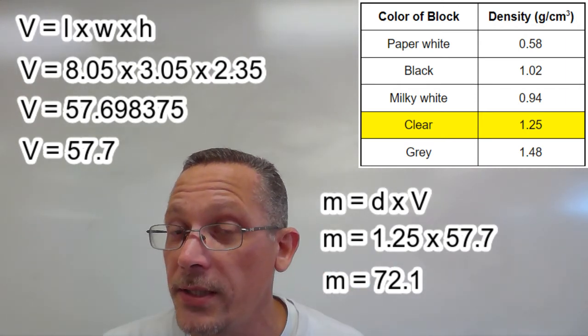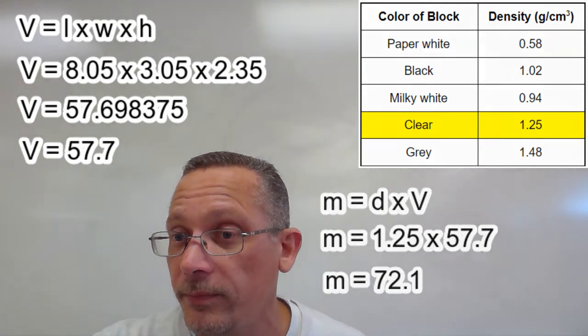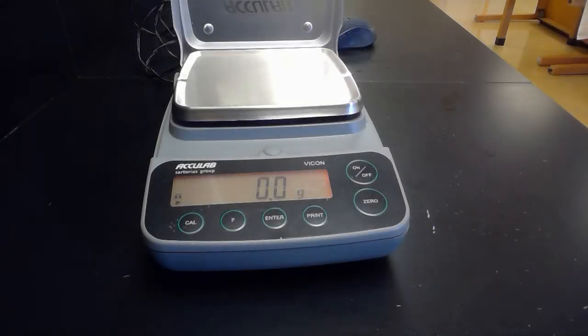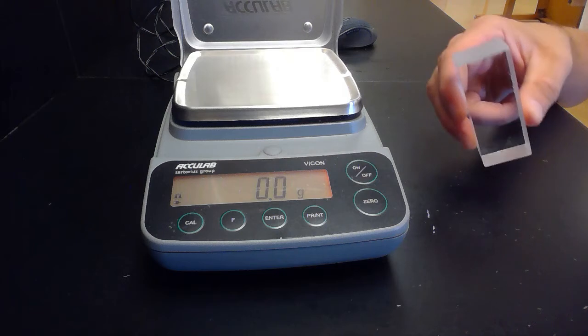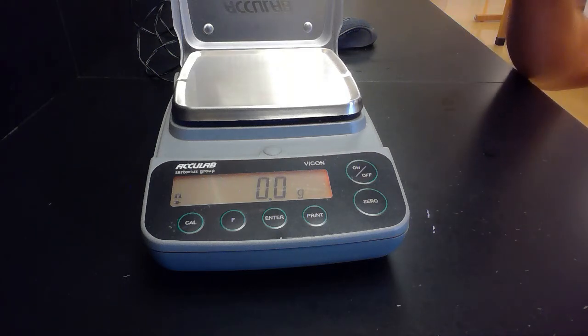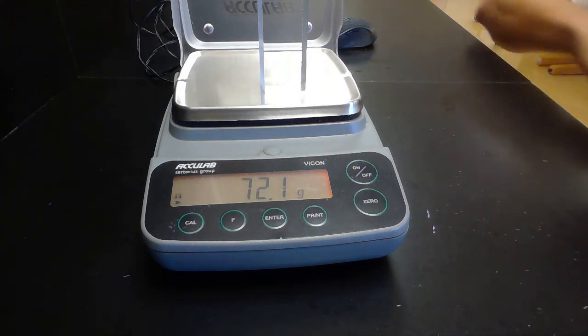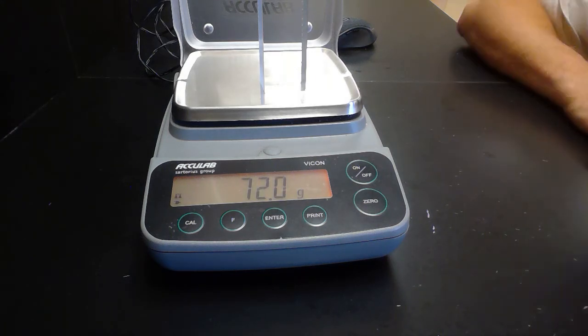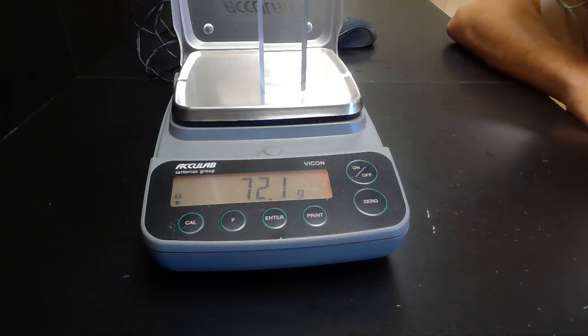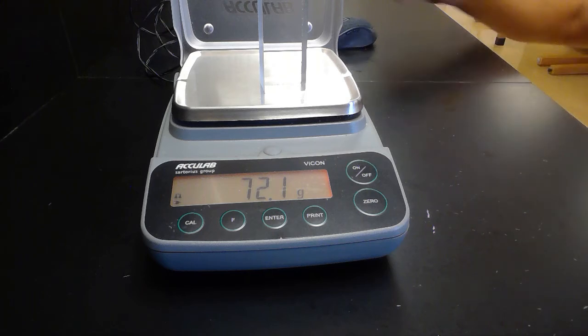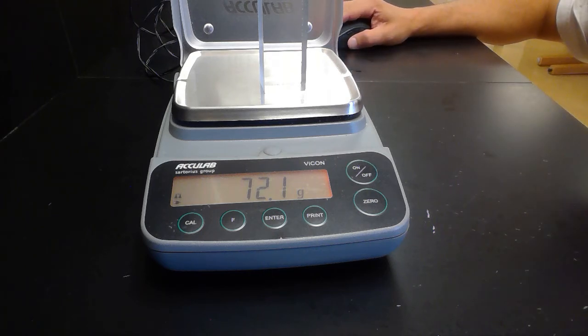Now we're going to go put it on a scale and see if we were right. Alright, here's the scale, here's our plastic block. Let's put this on here and see if we get what we expect. Is it 72.1, 72.0? Pretty darn close, right? 72.1, that's exactly what we predicted. So pretty neat there.